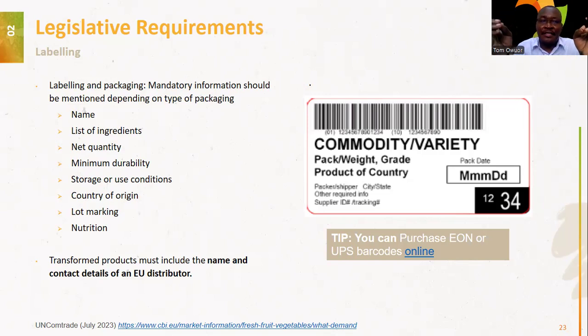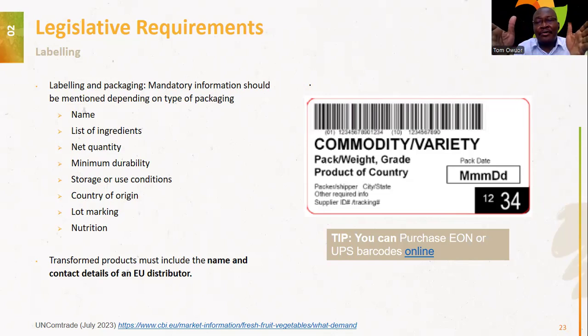Is it 250 grams? And then minimum durability, which basically means we're actually talking about sell by date or shelf life. Storage or use conditions is also important. And the country of origin, lot marking and nutrition. On a number of occasions, this is actually summarized on the barcode.